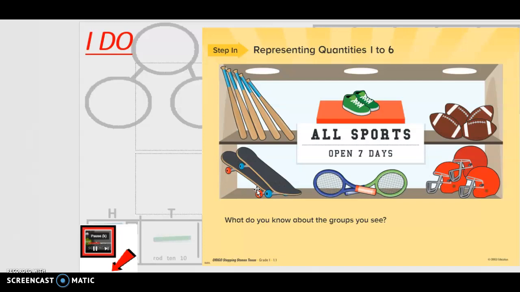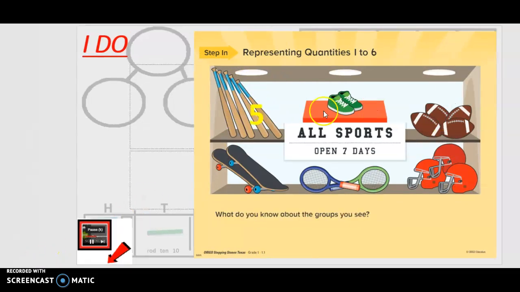Well, I would always start at 0 and count on. So I'm looking at the bats right here. 0, 1, 2, 3, 4, 5. Well then, there are 5 bats right there. So right above the bats, I put the numeral 5, the number 5. Let me go ahead and do the shoes. 1, 2, 2 shoes. Same thing with the footballs. I'm going to start at 0. 1, 2, 3, 4. There are 4 footballs.